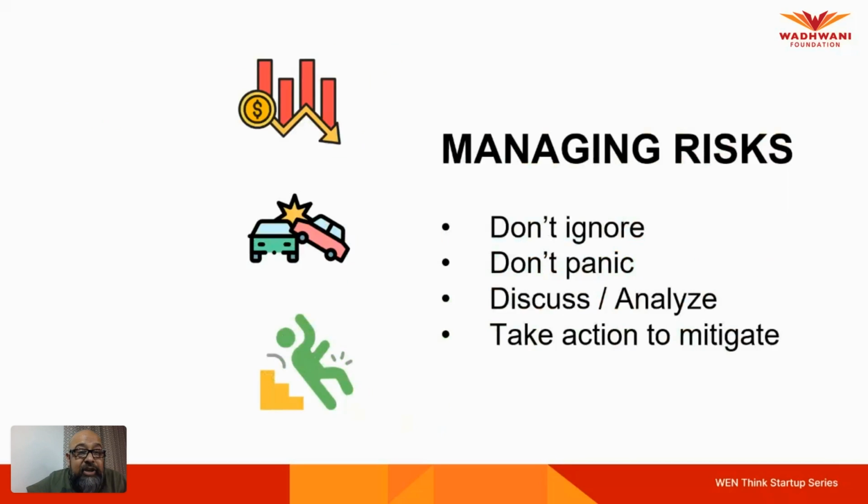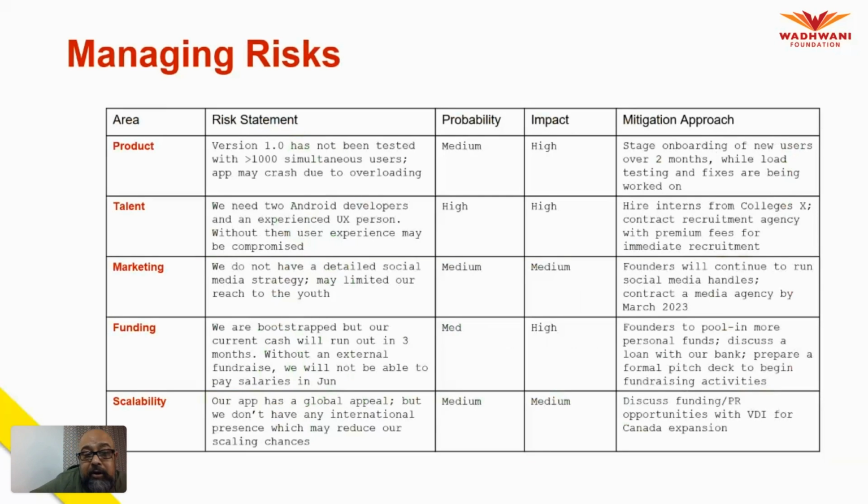Now the question that comes is managing risk. All right. And what I always say, don't ignore, but at the same time, don't panic. Don't discuss or analyze too much, but take action to mitigate. What are the kind of risks which you might come across? There are a couple of categories that we've created, let's say, for example, 5 of them. All right. Product, talent, marketing, funding, scalability. And being aware of every risk does not mean that you should not become an entrepreneur. Risk is there even in walking on the road.